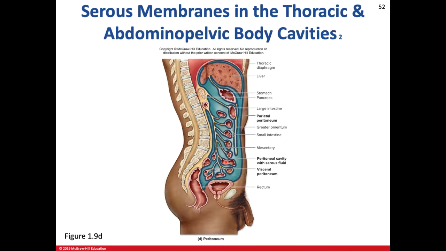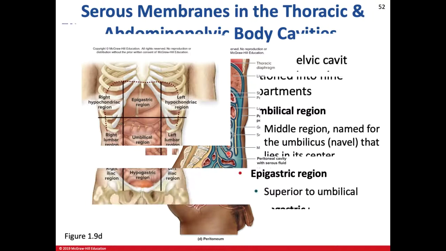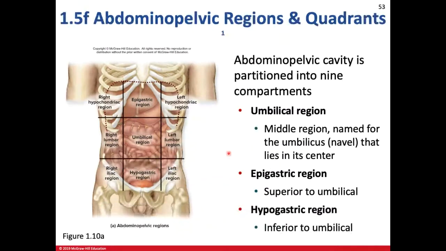And you can see how they're held in place by these membranes, but also the membranes provide lubrication and stabilization, as well as a way for the nerves and the blood vessels to get back and forth from the organs. Okay? We can also divide the abdominal pelvic cavity into quadrants and regions.